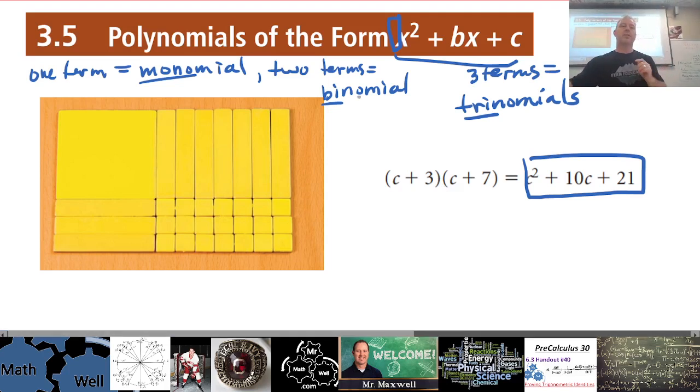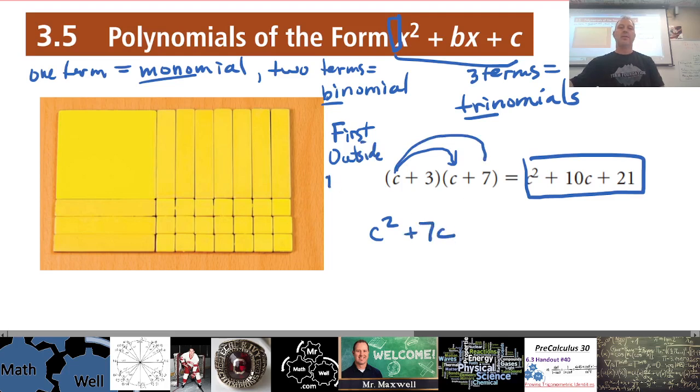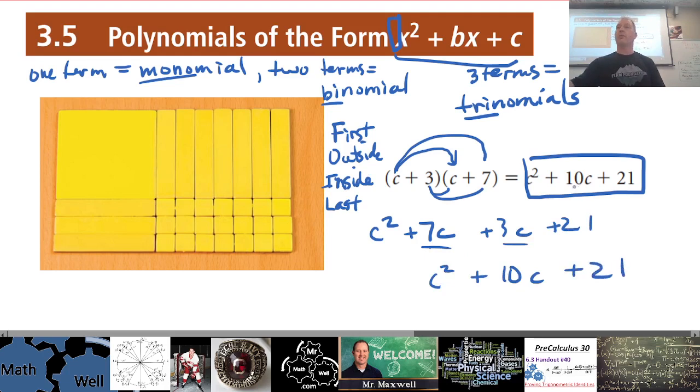The FOIL method: F is the first terms. That's what you multiply first. First term times first term. That gets you c squared. Then it's the outside terms, and that's c times 7, so it's plus 7c. Then I in FOIL is inside terms. So that's 3 times c, that's plus 3c. And then the last terms, 3 times 7 is plus 21. That's the FOIL method of multiplying two binomials. When you gather like terms, you get this trinomial. That's how you multiply.